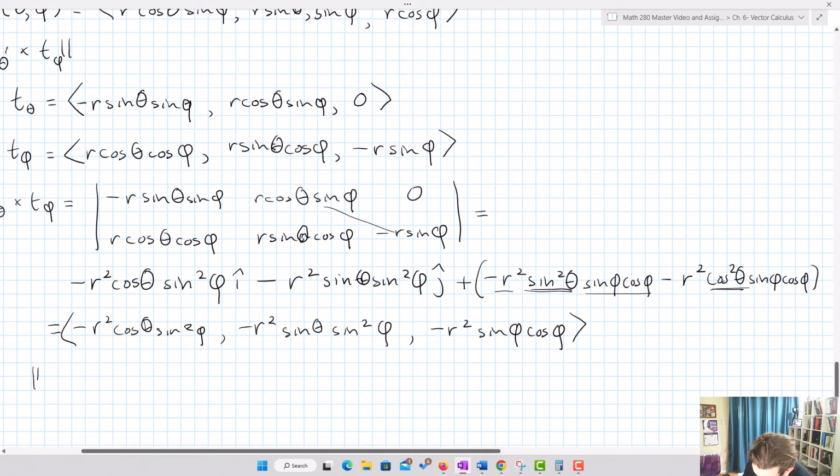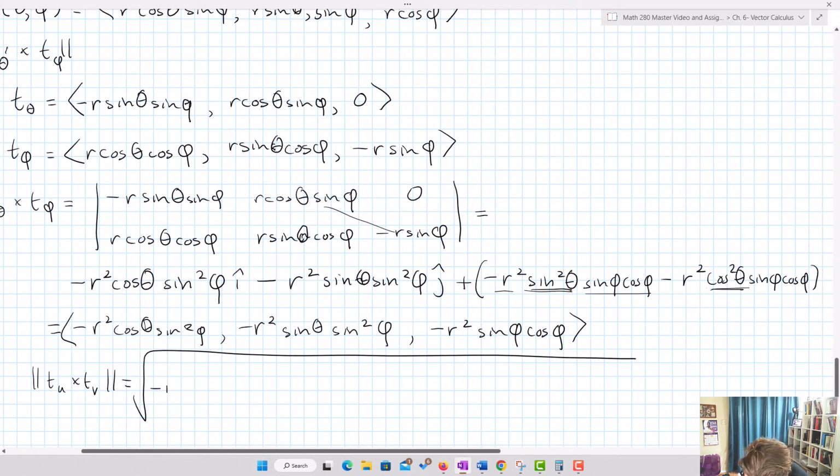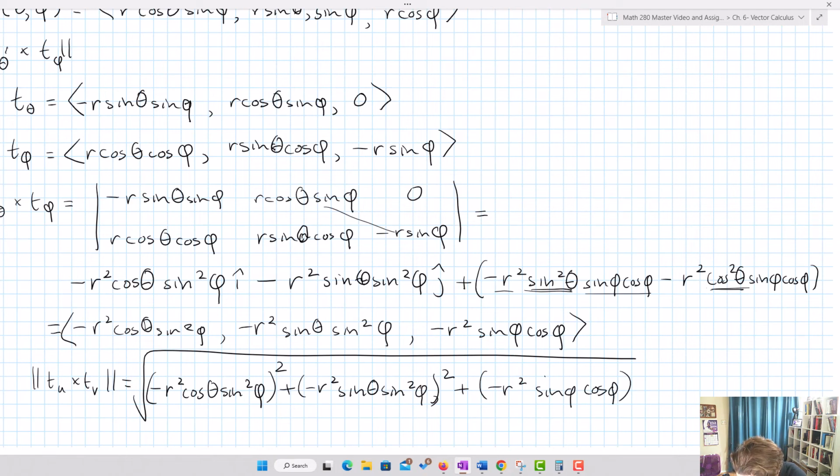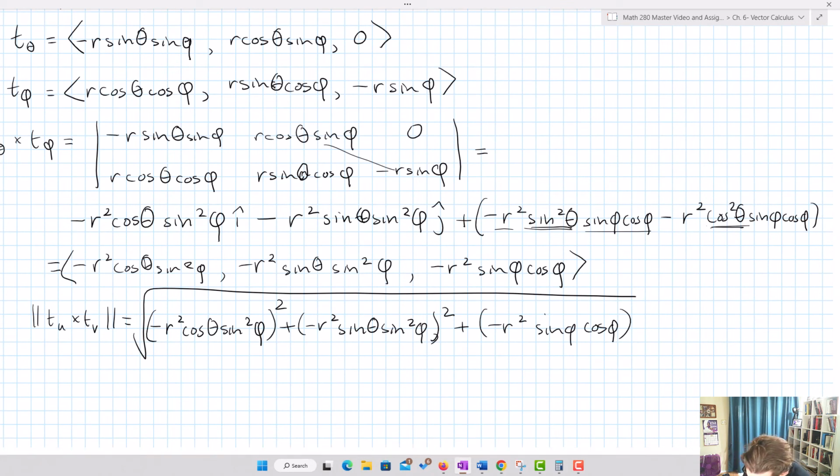Now we just got to find the magnitude of this. So the magnitude of t theta cross t phi is going to equal the square root of negative r squared cosine theta sine squared phi, plus negative r squared sine theta sine squared phi, both those squared, plus negative r squared sine phi cosine phi squared. Okay? So this is all going to be the square root.